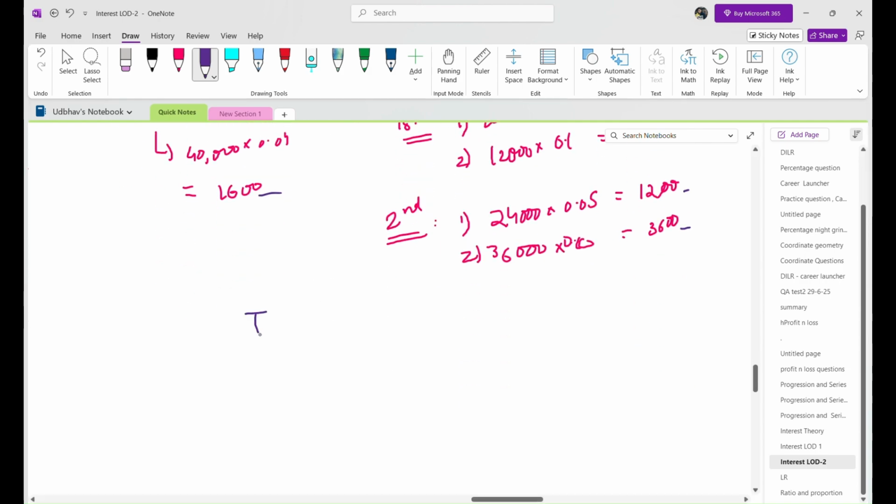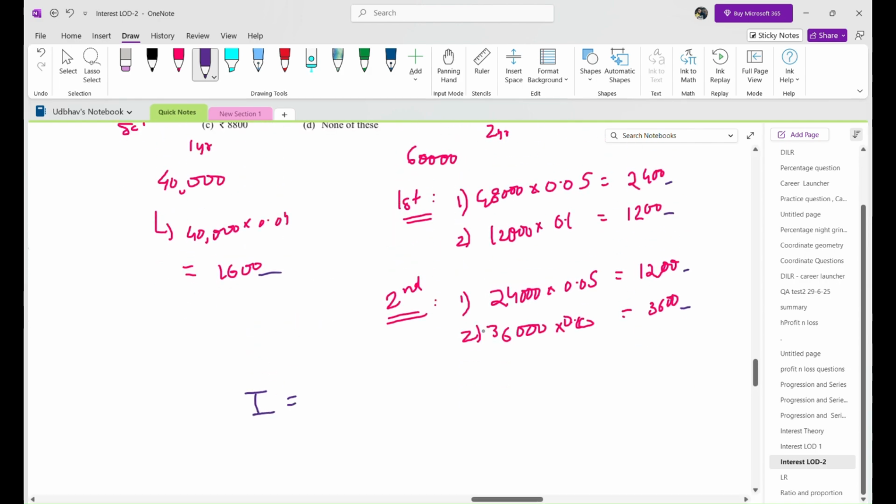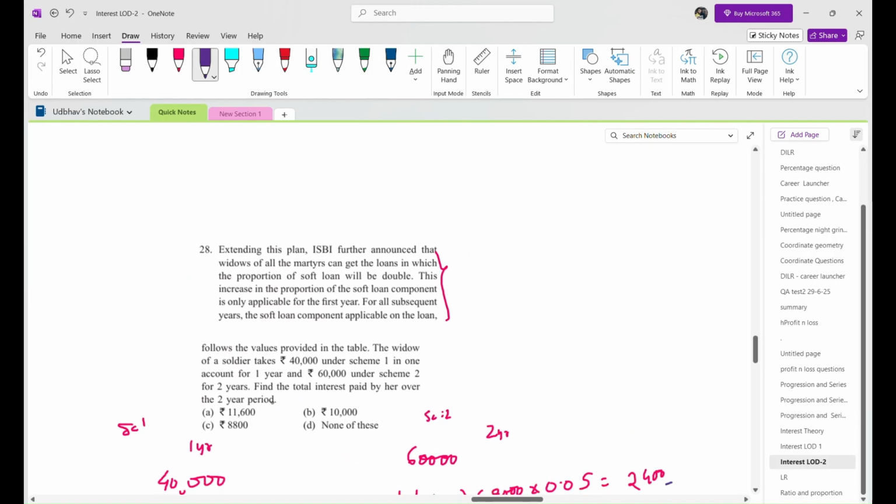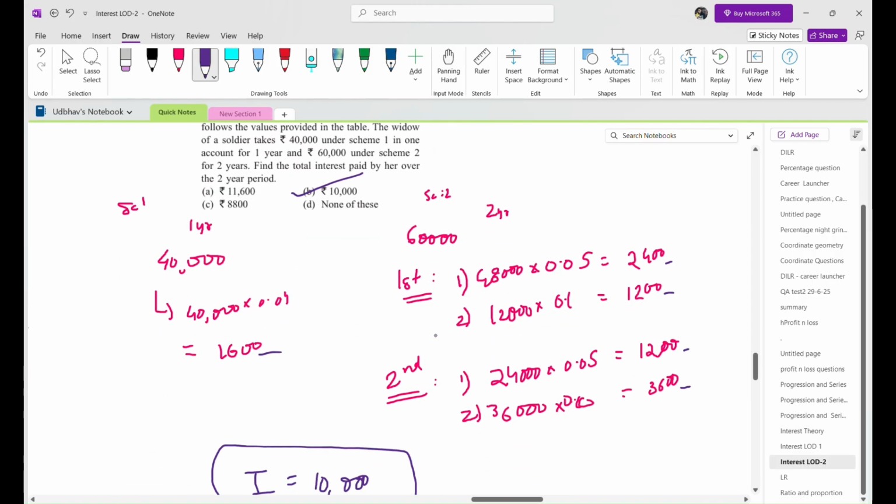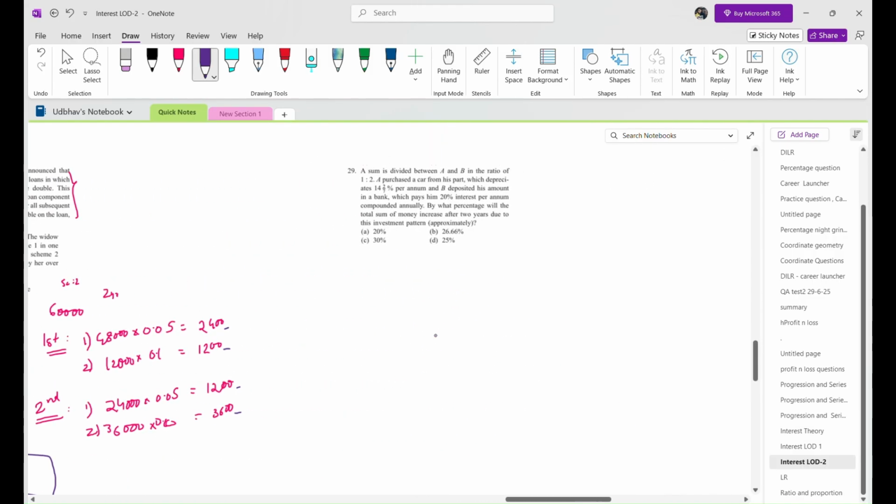So what is the total interest? This and this. I'll just directly add them now. 1600 plus 2400 plus 1200 plus 1200 plus 3600, that is 10,000. 10,000, yeah.